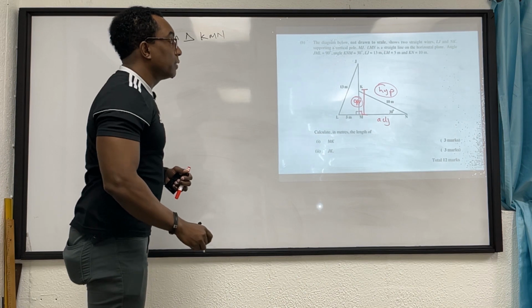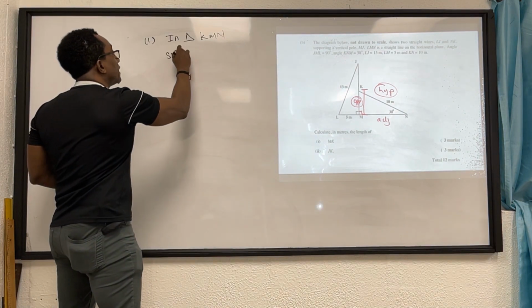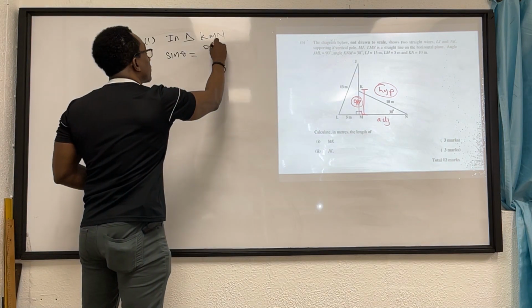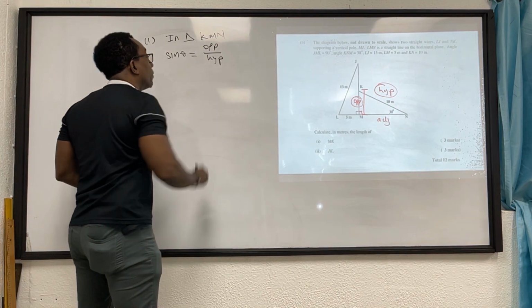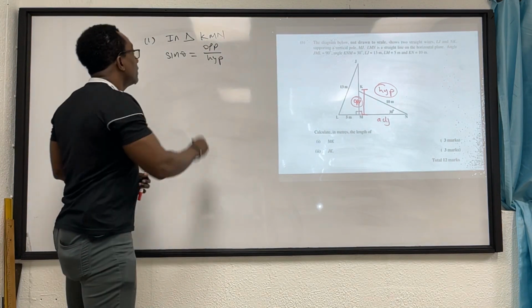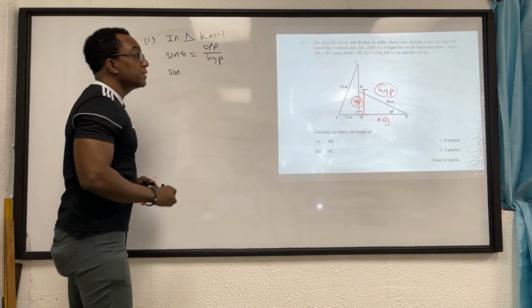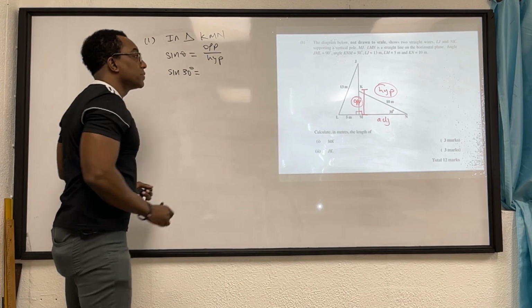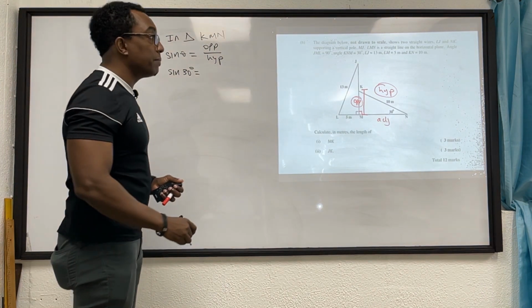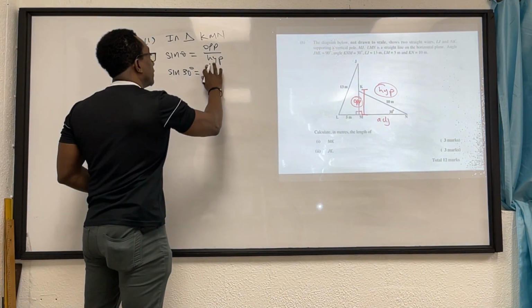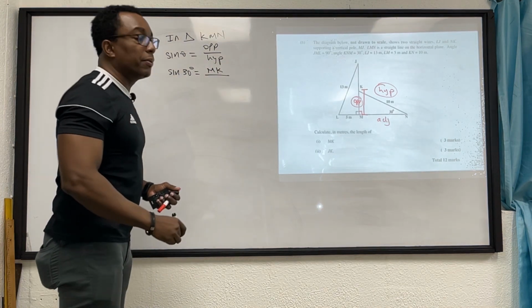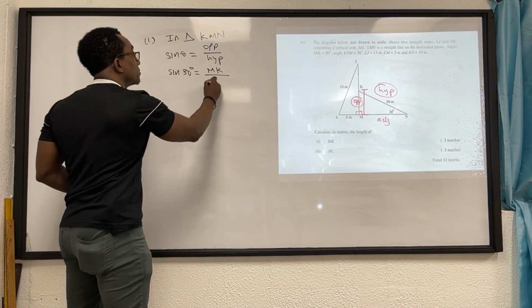We're going to simply state sine theta is equal to our side opposite all over the hypotenuse. So sine, the angle theta is 30 degrees, is equal to our side opposite, which is MK, the side you have to find, over the hypotenuse, which is 10 meters.